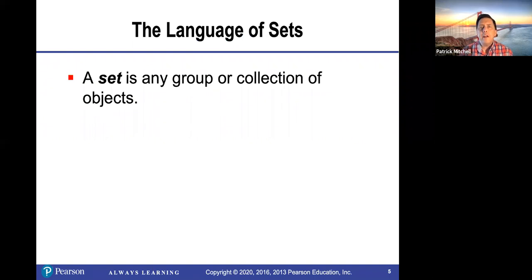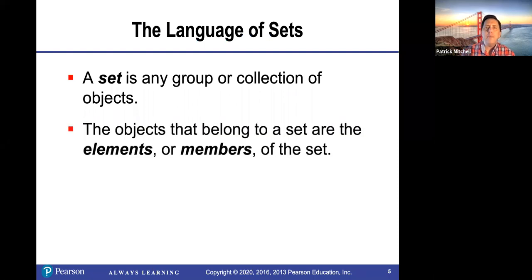So when we talk about a set in mathematics, we're talking about any group or collection of objects, and there are all different ways of writing sets. The objects that belong to a set are called the elements or members of the set.